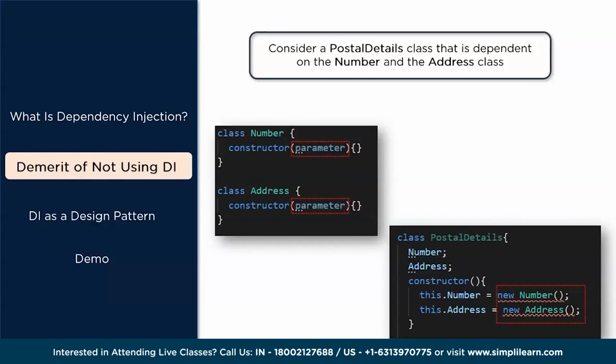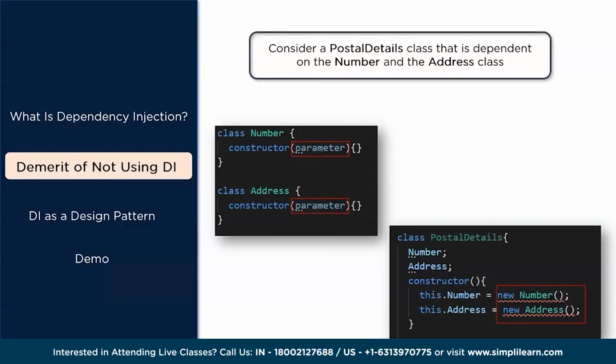The first drawback of using this traditional method is that the code is not very flexible. Anytime the dependencies change, the postal details class needs to be changed as well. And the second drawback is that the code is not suitable for testing. Once you instantiate the new postal details class, you get the same number and address. Even if you change the number and address classes every time, what if these classes are in turn dependent on other classes?